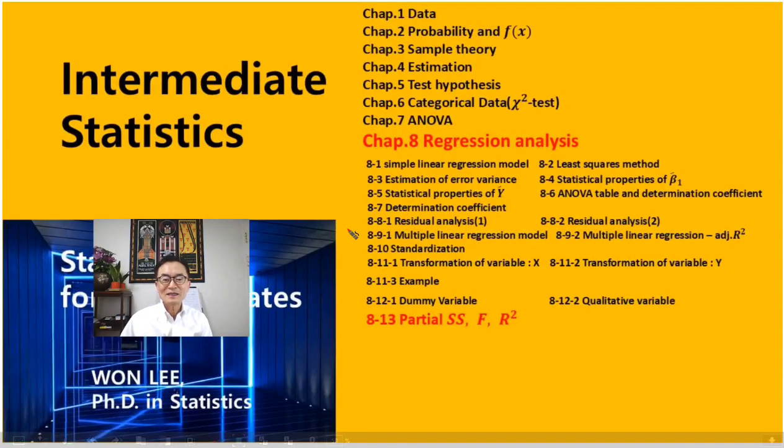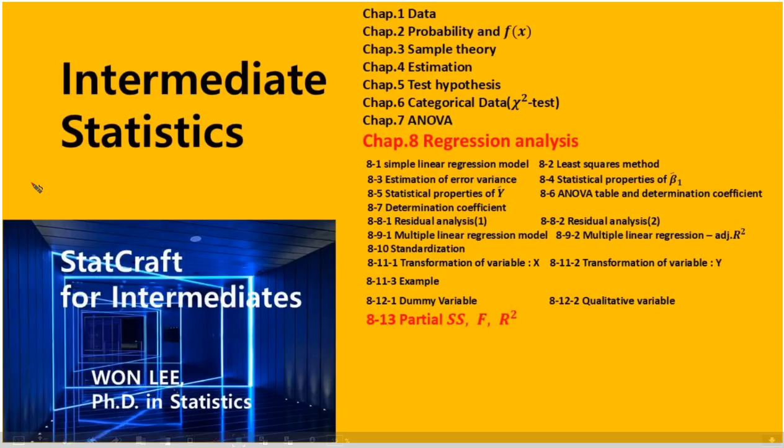Everyone, I'm Won Lee. I'd like to introduce a little advanced concept: partial sum of square, partial F, partial R square. Okay, you know sum of square, F statistic, and R square, but we now want to know partial sum of square, partial F, partial R square. It is a little advanced, maybe complicated, but it is just simple and easy to understand.